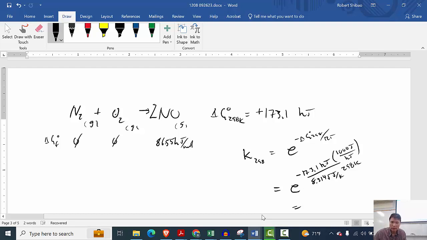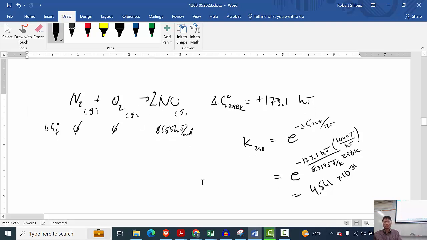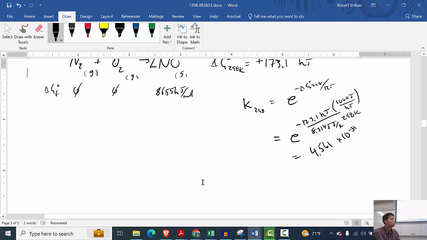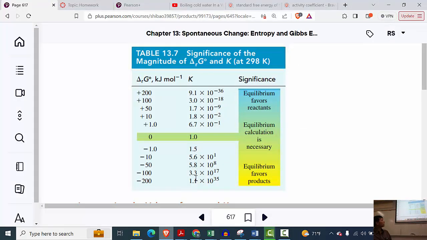And I get a K value that is 4.561 times 10 to the negative 31. So extremely small. And that's the ratio of products to reactants. So it's pretty much all reactants, very little product. And so it comes out to 10 to the negative 31, which is kind of what we were expecting because plus 170 is going to be closer to plus 200, like 10 to the negative 31. Equilibrium favors the reactants with such a small ratio.